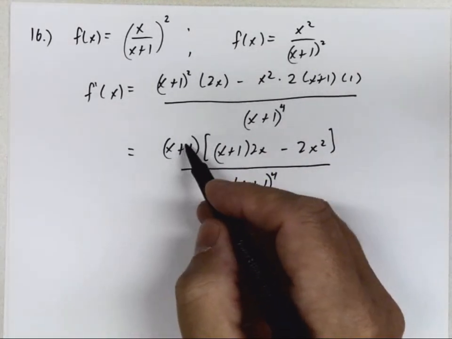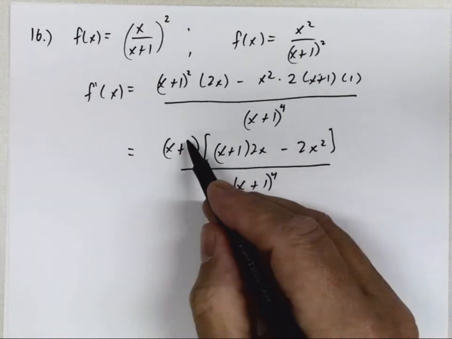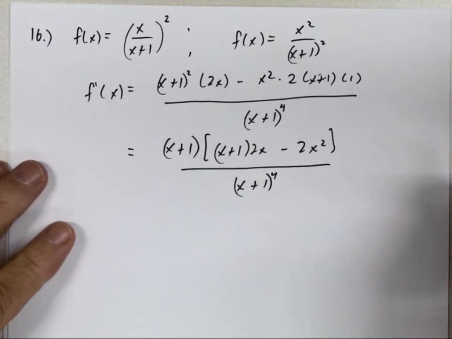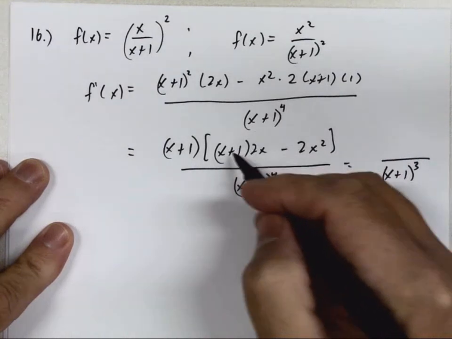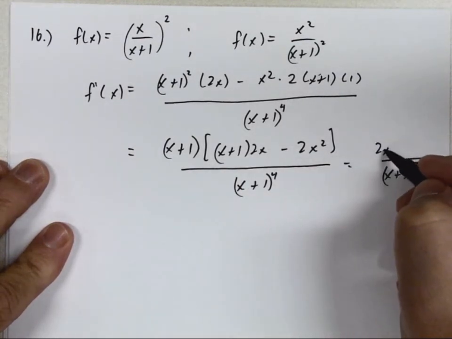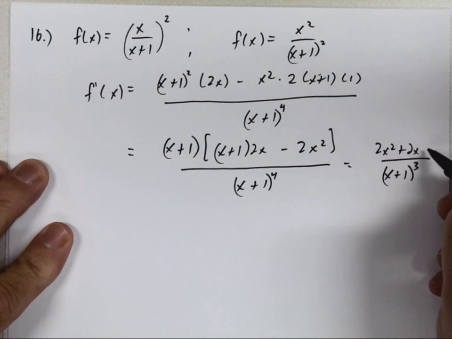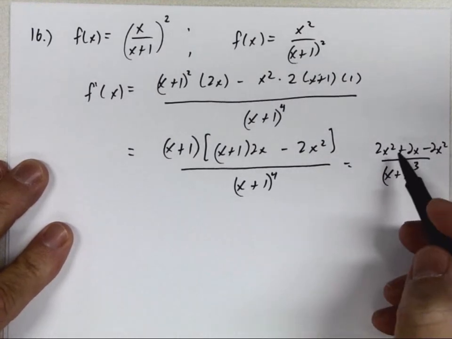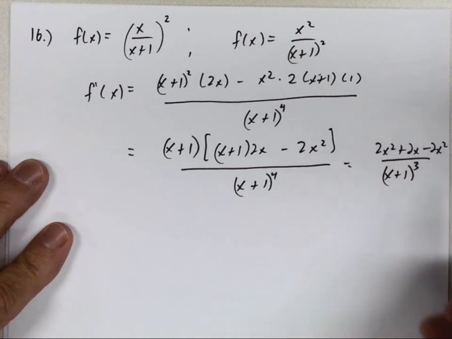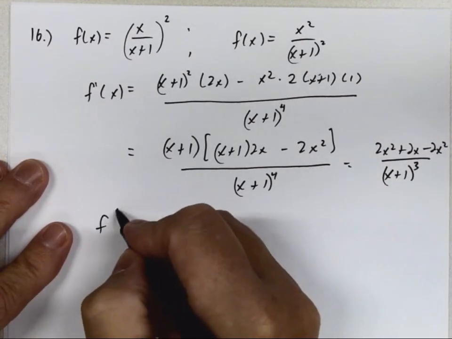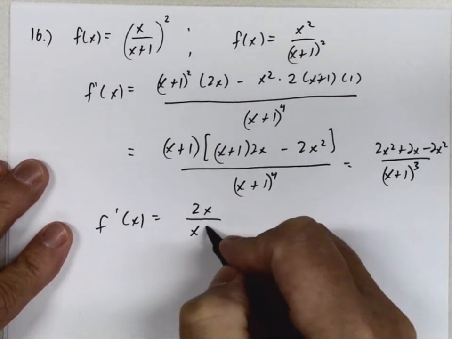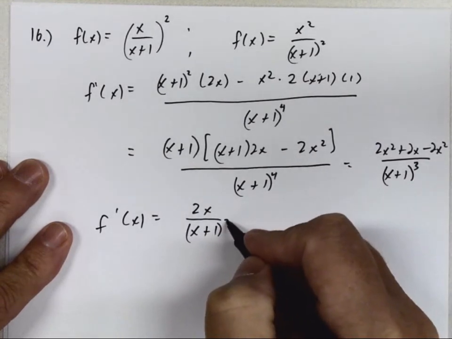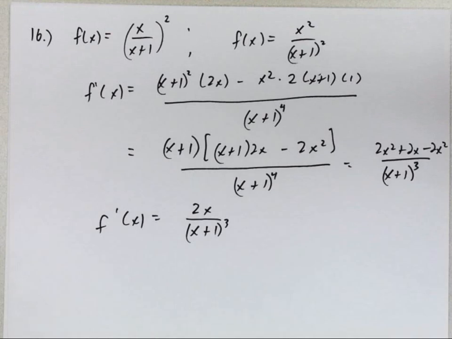Now you notice this is a factor up here, this parenthesis, and if I compare it with the bottom, I can cancel this, and I would have 3 of these in the bottom. And let's go ahead and multiply out these parentheses here, so the top becomes 2x squared plus 2x minus 2x squared. And you notice the 2x squared minus 2x squared cancel out. So by the time you're all done, it's actually not as messy as it could have been. Looks like the first derivative is 2x over x plus 1 quantity cubed.